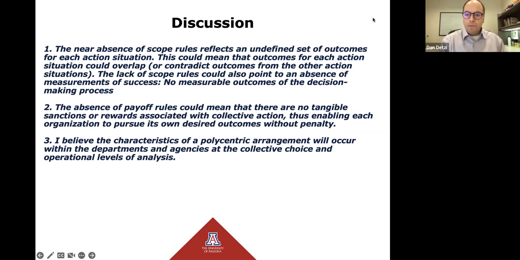Sorry, I'm gonna move that here. So it could mean that the outcomes for each action situation could overlap or contradict outcomes from other action situations. So lack of scope rules could also point to an absence of measurements of success, no measurable outcomes of the decision-making process. And this is out of the Afghanistan papers too, is one of the ideas that there is no kind of clear objective, no clear understanding of the strategy or how it was measured as a successful strategy.